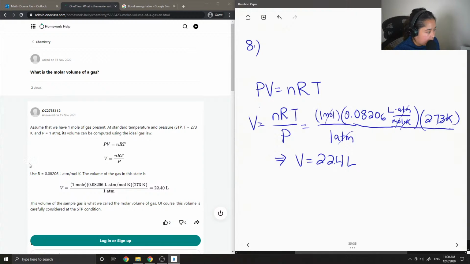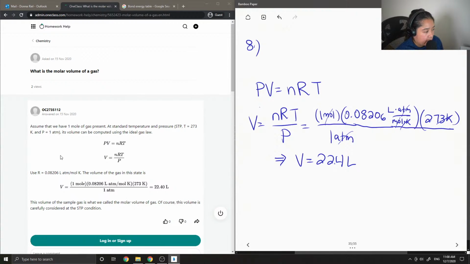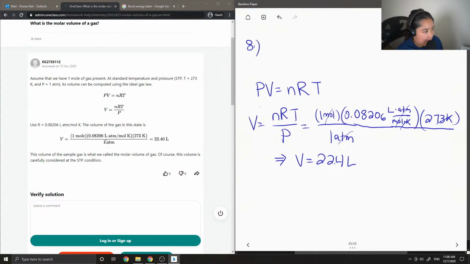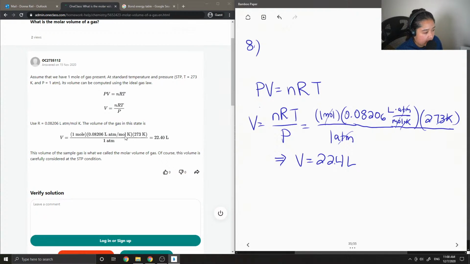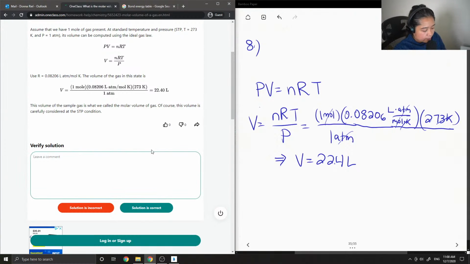And the junior tutor said, assume that we have 1 mole of gas present at STP, T is equal to 273, P is equal to 1, and they use the ideal gas law and also got 22.4 liters. Yep, so this solution is correct. And I think we have time for one more quick question.